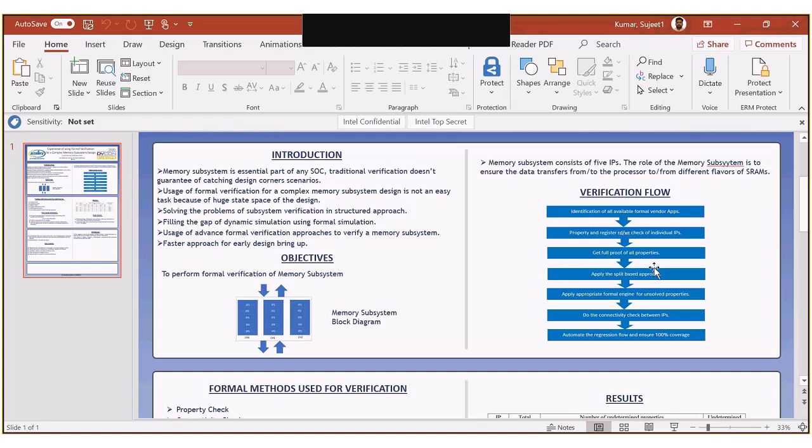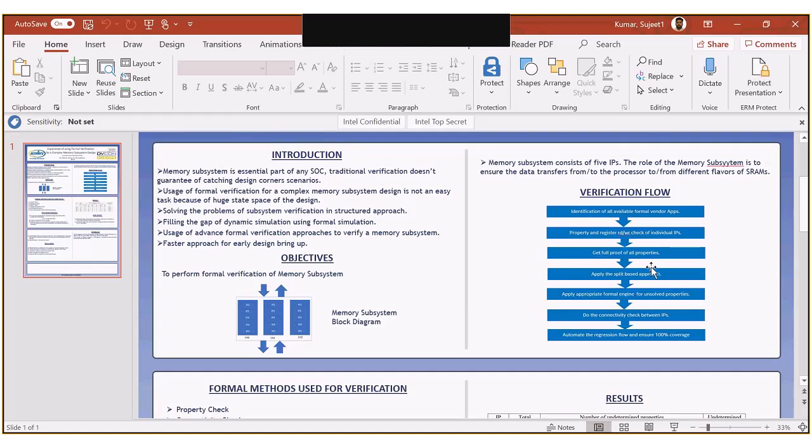After that there were some properties which were unsolved. For those unsolved properties we applied different formal engines. Once we had done this for all the IPs, we went for connectivity check between the IPs. Once we had all those things up, we automated the regression flow and ensured 100% coverage is achieved.